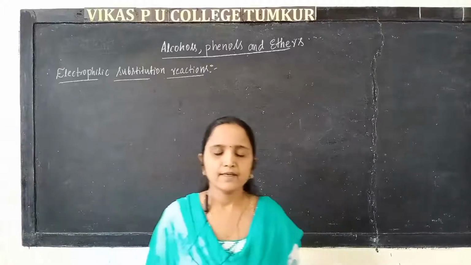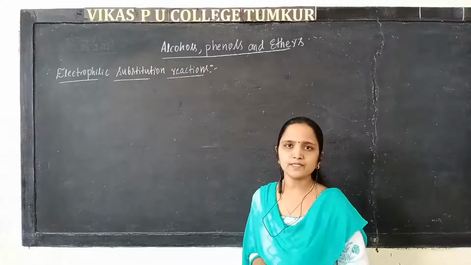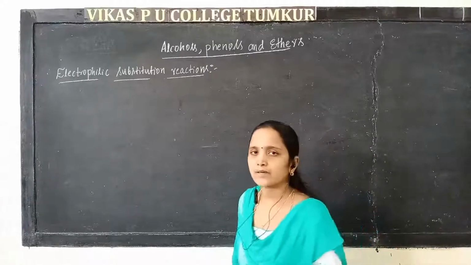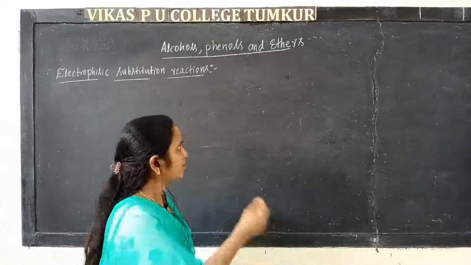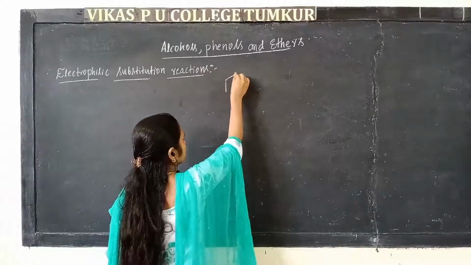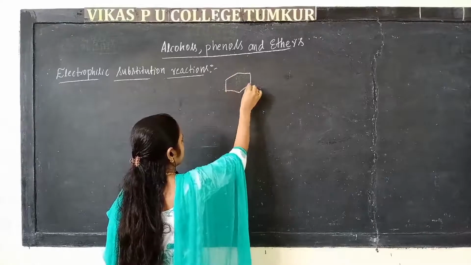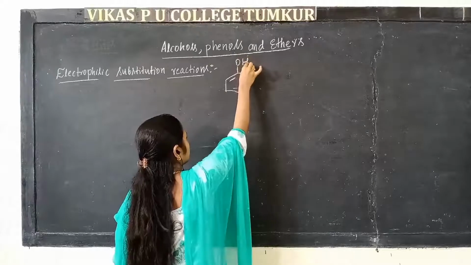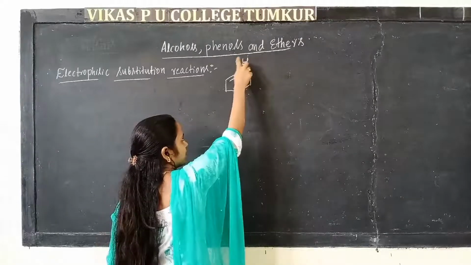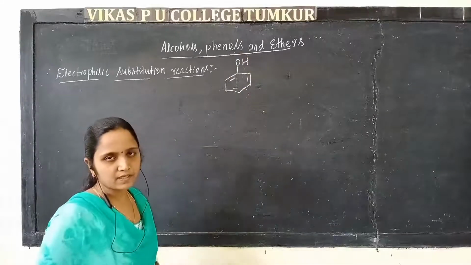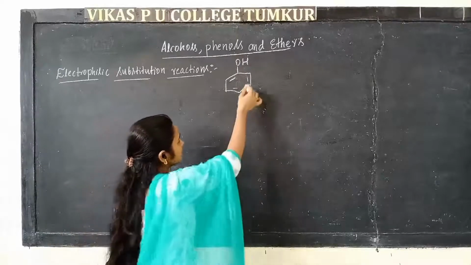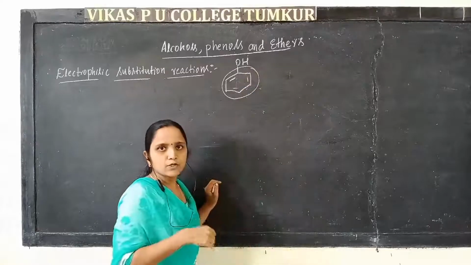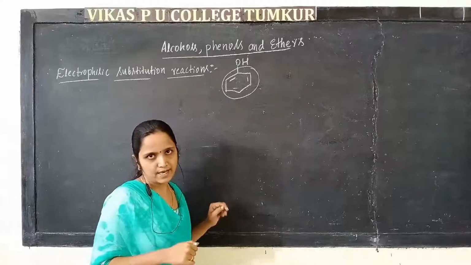Dear students, in this class we are going to discuss the electrophilic substitution reactions in phenols. In phenol, the benzene ring is directly attached to the OH group. The OH group in phenol activates the benzene ring towards electrophilic substitution reactions.